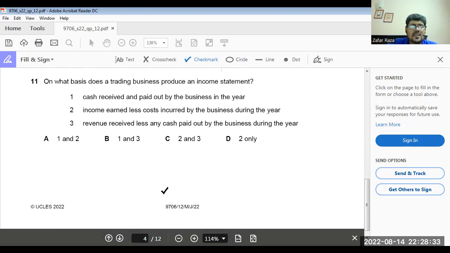Now, on what basis does a trading business produce an income statement? Cash received and paid out by the business in the year; income earned less costs incurred by the business during the year; or revenue received less any cash paid out by the business during the year. I must tell you one thing: we do not make the income statement on the basis of cash received or revenue received, but on the basis of income earned. Getting my point? So option D should be the answer. We record on the basis of earnings, not receiving.